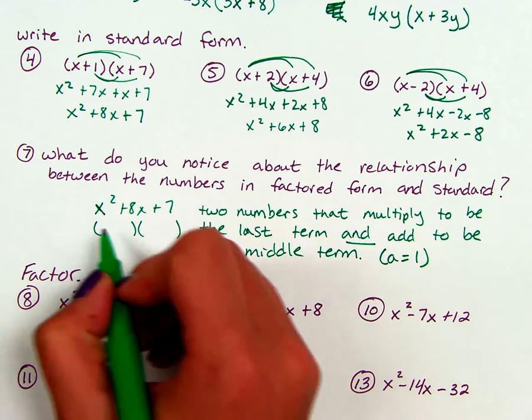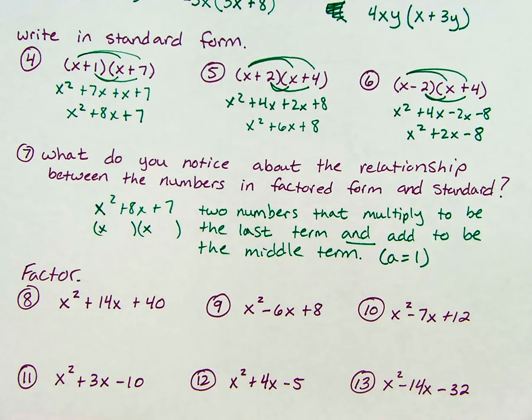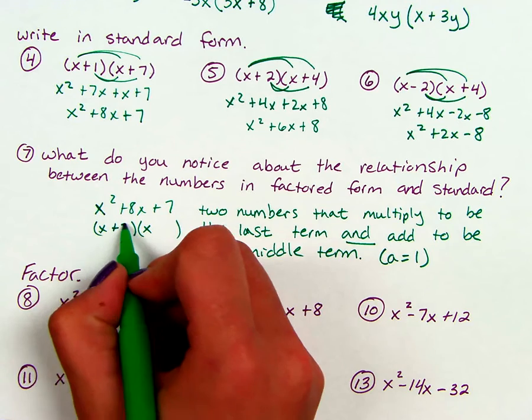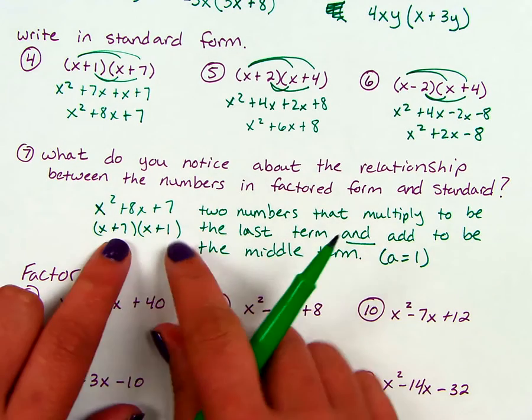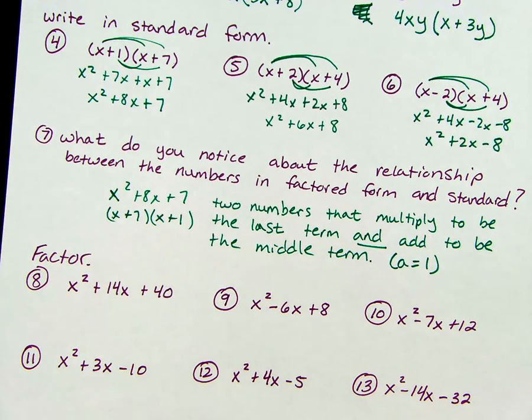So when I set up my pattern here, I would have x and x, because x times x will always give us x squared. And then I need positive 7 and positive 1, because 7 times 1 is 7, and then 7 plus 1 is 8. So that's the pattern that we need to notice.